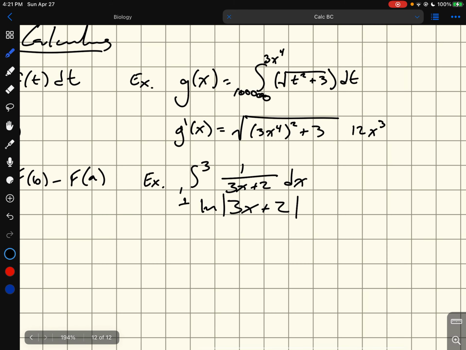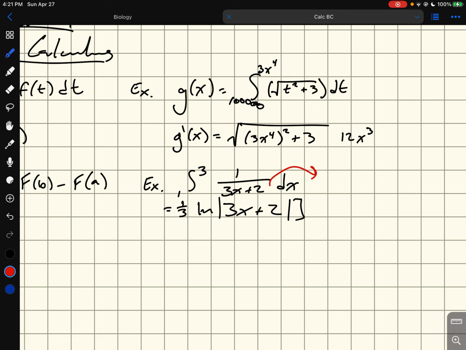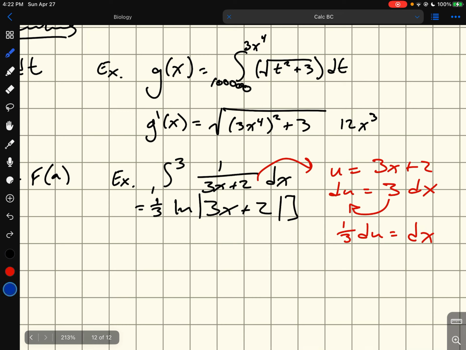But you also need a 1/3 out here, and the reason is because if I substituted u equals 3x plus 2, then du equals 3 dx, and I want to move the 3 to the other side, so I get 1/3 du equals dx. So this dx becomes 1/3 du here. That's what it's replaced with. And then this here just becomes a u, which is very simple to integrate.